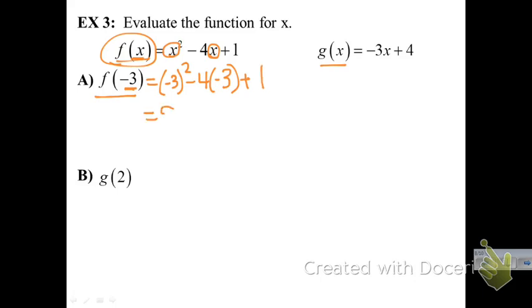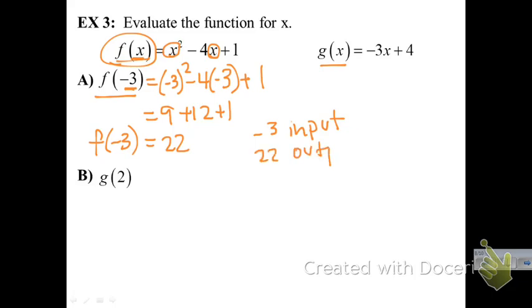So -3 squared is 9, and then -4 times -3 is 12 plus 1. 9 plus 12 plus 1 is 22, so we would say f of negative 3 is 22. Sometimes you'll hear it said that if negative 3 is the input, then 22 is the output. So what we put into the function, this is what we get out of the function. Another way to look at it is you can make it an ordered pair. If I were to graph this function, then this point right here, (-3, 22), would lie on the function.